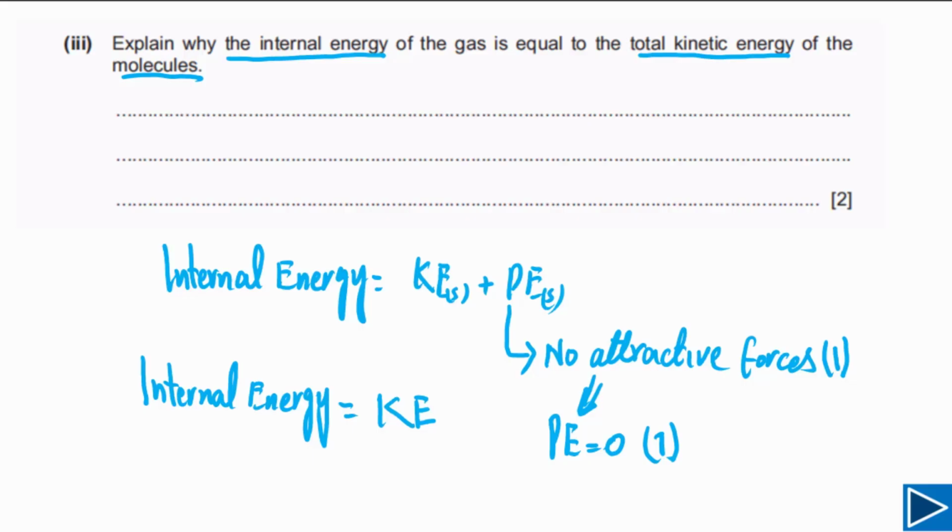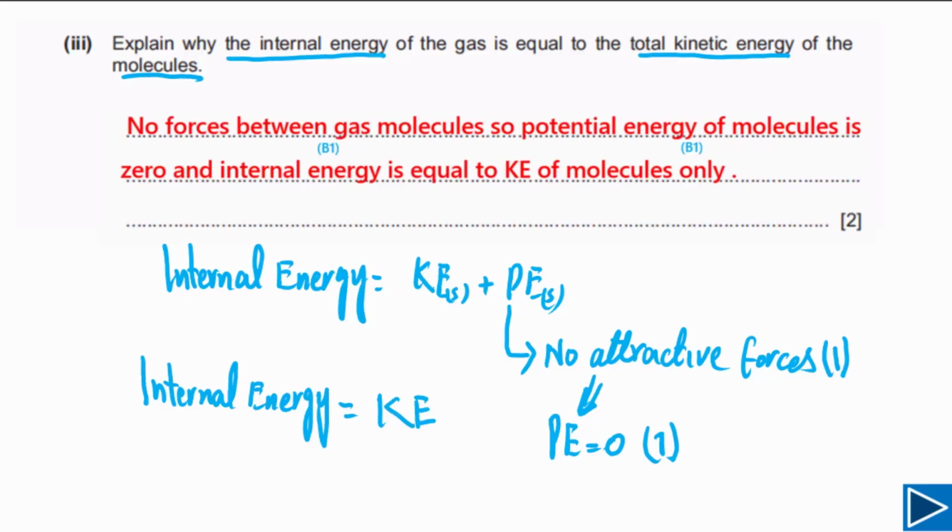Now let me show you how you can write down this answer. So this is how you can write down the answer. So first mark is no forces between gas molecules, 1 mark. Second mark, no potential energy of gas molecules. And so these are 2 B marks. So you have to mention these 2 points in your answer.